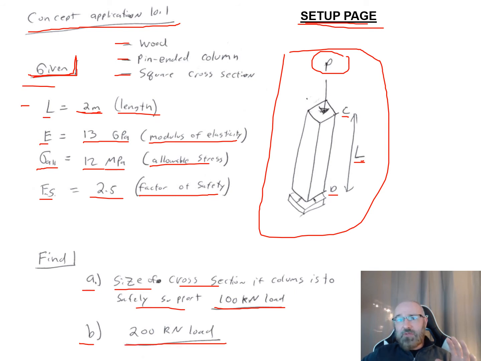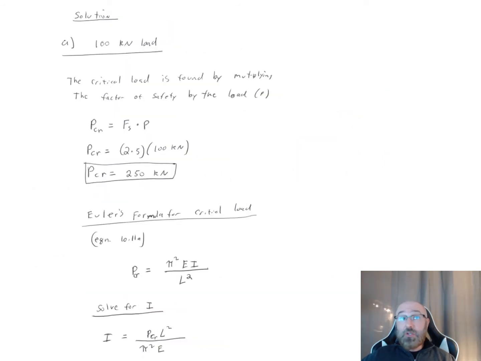So now that we have the setup page created, we can now begin the solution to our problem. As we begin, I want to deal with part A and part B separately. So for part A, we'll look at this. This is a load of 100 kilonewtons. So our P is equal to 100 kilonewtons.